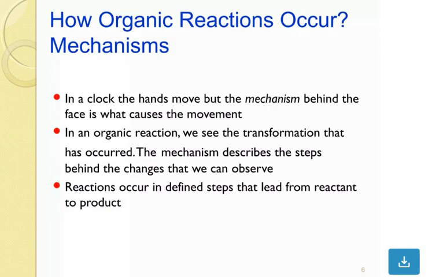So how does an organic reaction occur? Mechanism. In a clock, the hands move, but the mechanism behind the face is what causes the movement. In an organic reaction, we see the transformation that has occurred. The mechanism describes the steps behind the changes we can observe. A reaction occurs in defined steps that lead from reactant to product.